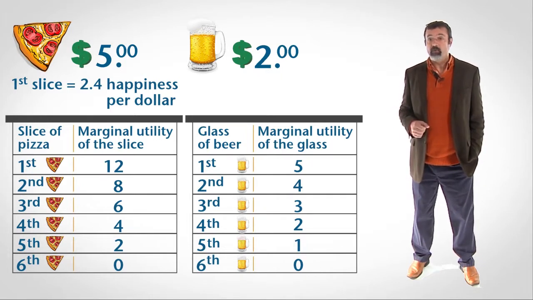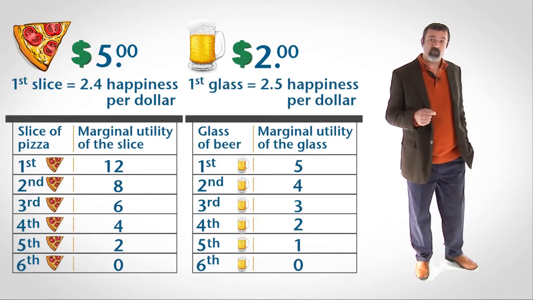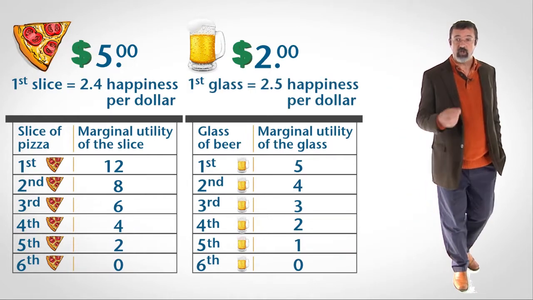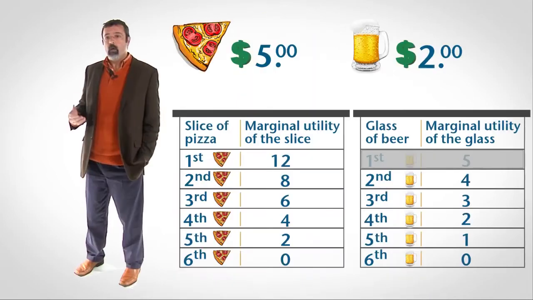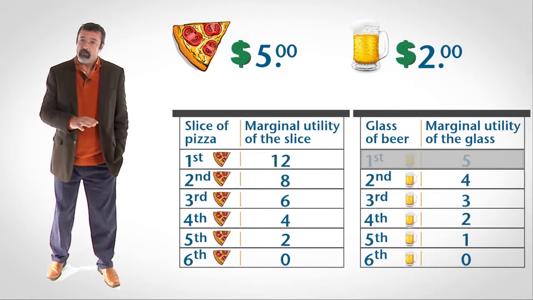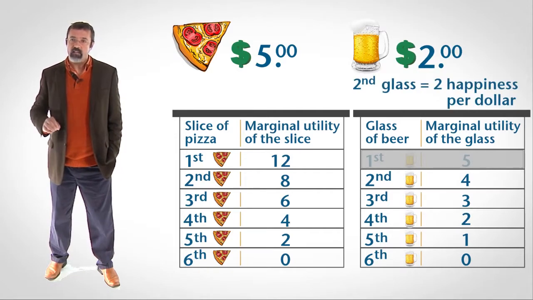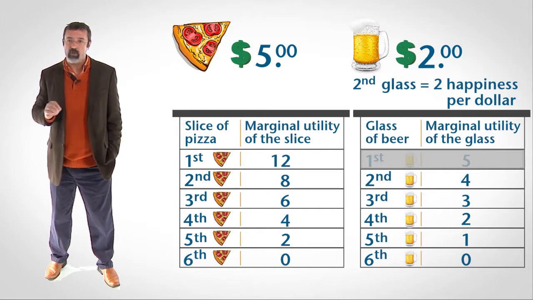The first beer only adds 5 to your happiness, but since it only costs $2, you gain 2.5 additional happiness per dollar. On a happiness per dollar basis, the first beer is a better buy than the first slice of pizza. So the first thing you will buy is a beer. What will you buy next? You've already had one beer. A second beer will add 4 happiness. At a price of $2, the second beer adds 2 happiness per dollar.